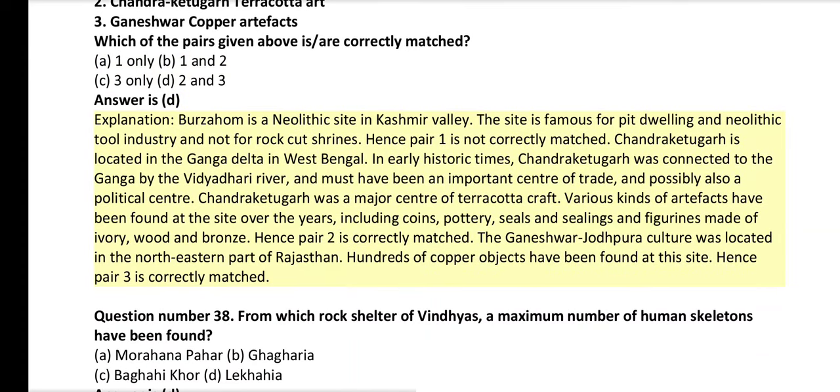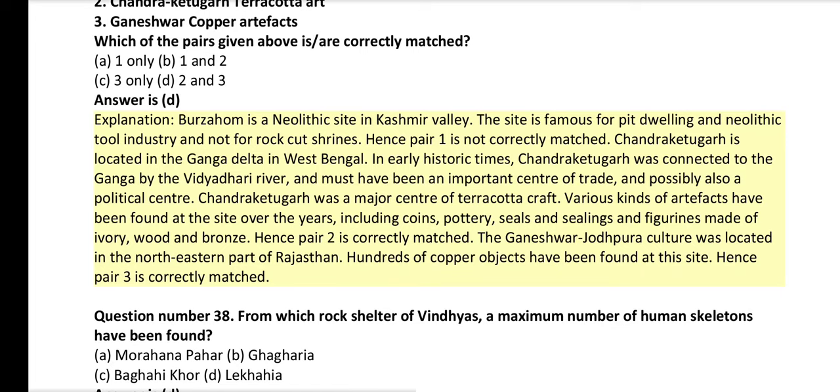Explanation. Burzahom is a Neolithic site in Kashmir Valley. The site is famous for pit dwelling and Neolithic tool industry and not for rock-cut shrines. Hence, pair 1 is not correctly matched.